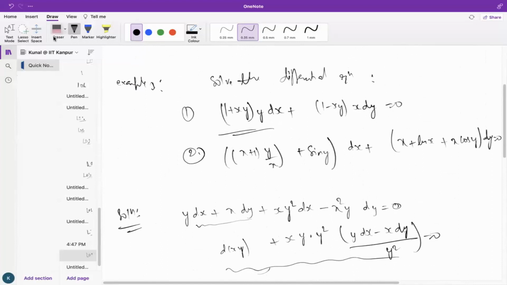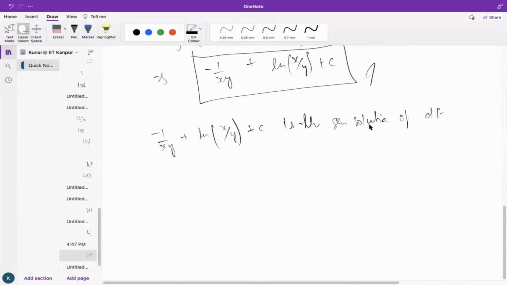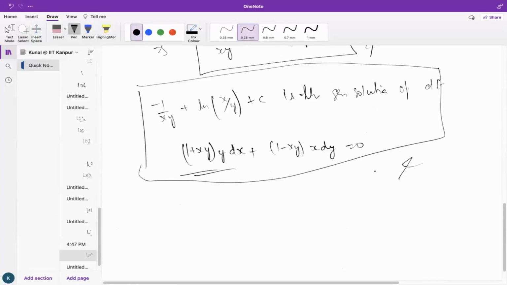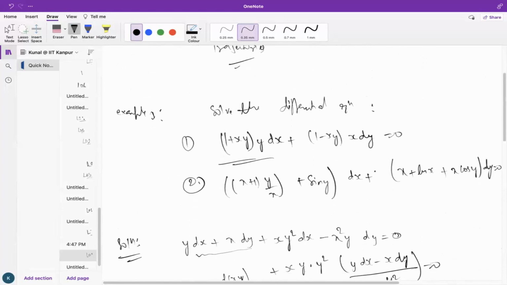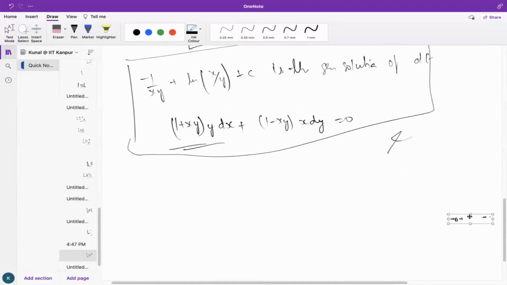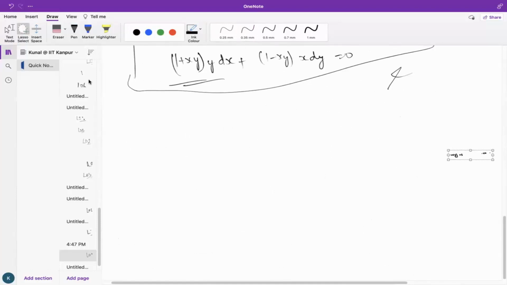Let me select that. So this is the solution of this differential equation. Okay, so we can write it in this one. Now let's move on to the second problem. What is it? Okay, so let's try to solve this question. Let me write it here again.